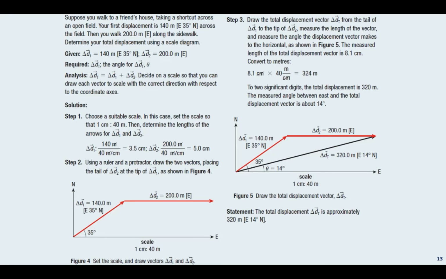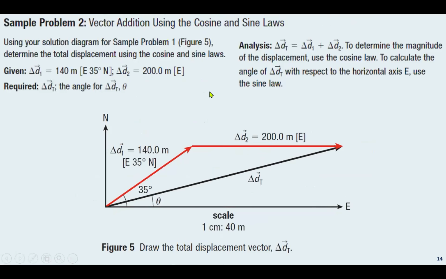Okay, so in this solution, note that we have the final answer by using the measurements, using a ruler and a protractor, right? So as you can imagine here, this method will only give you a rough answer. It is not that accurate, right? So to find the accurate answers, we need to refer to some other methods. So let's have a look at the second method, which is using the cosine and sine laws.